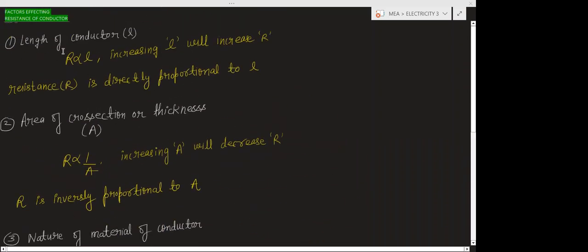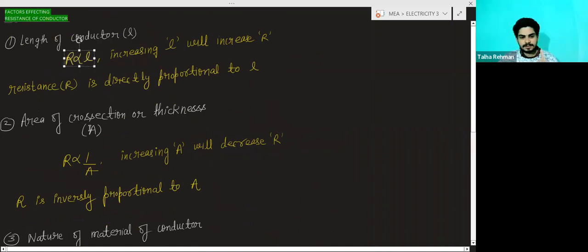So now see here. Martin completed. Okay. So remember these 2 points. Resistance is directly proportional to length. Resistance is inversely proportional to area. I will use these 2 things to derive the resistivity formula. Resistivity.